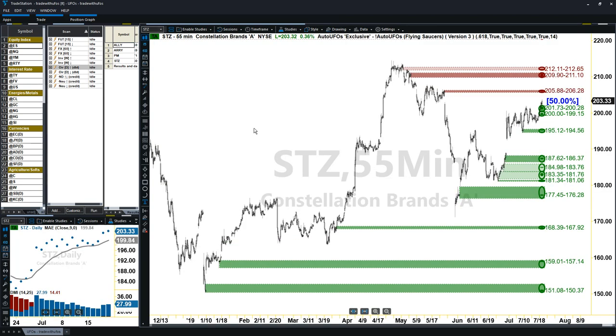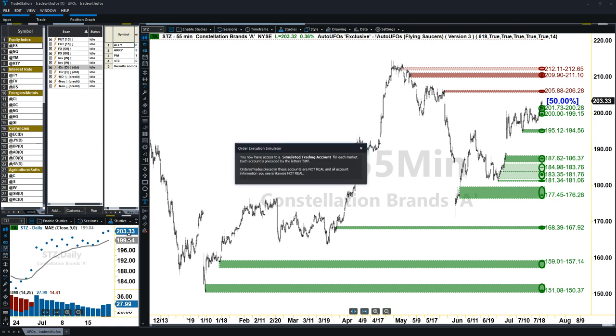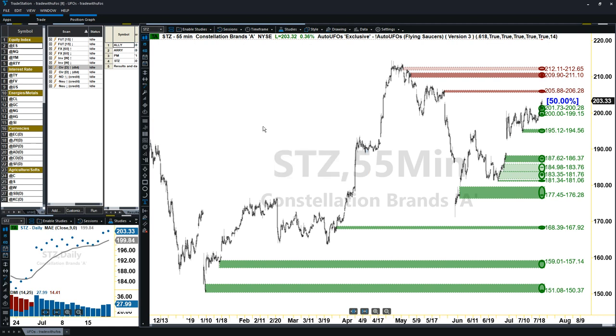Good. So we got the stock here. Here we go, now we got the update. This thing is trading at 203.33. Okay, 203.33. So we have the data we needed.